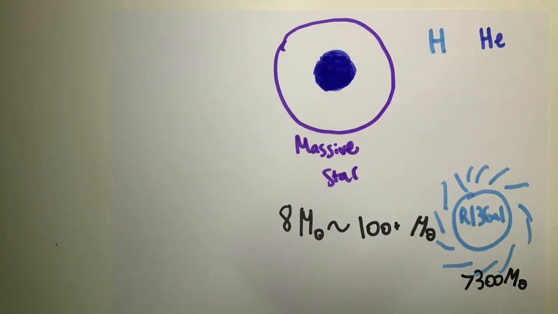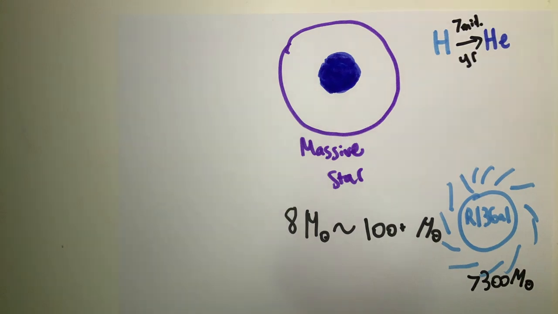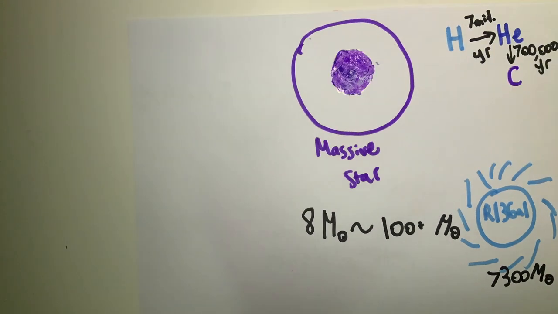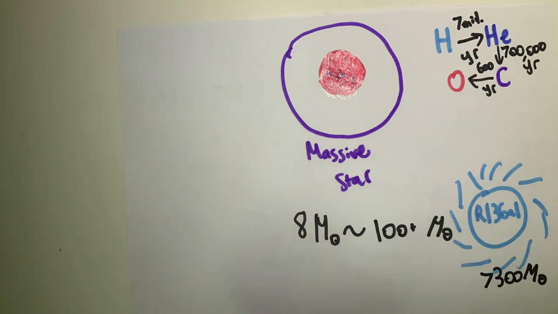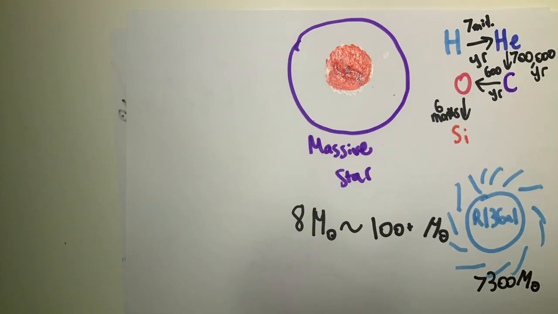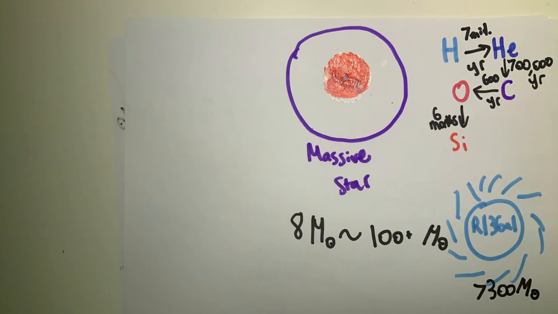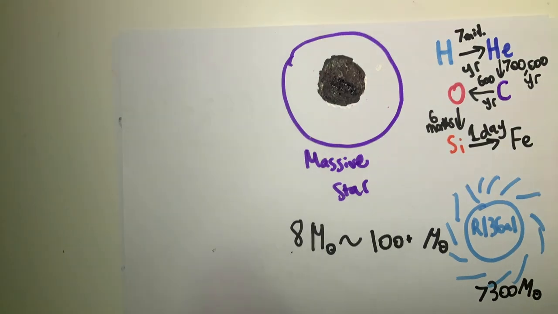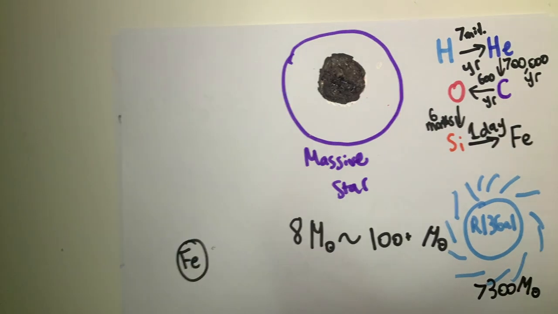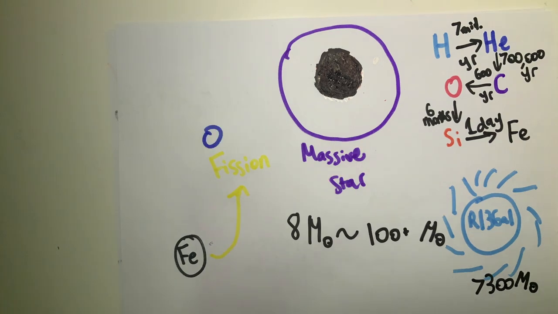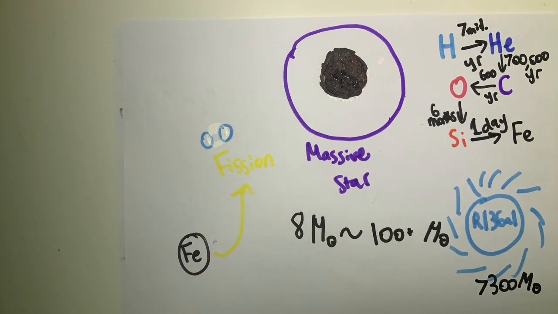heavier elements. Hydrogen burns to helium in around 7 million years. Helium burns to carbon over 700,000 years. When carbon runs out, the star fuses it into oxygen over 6 centuries. Oxygen burns into silicon over 6 months, while silicon is fused into nickel, which decays into iron within a day.